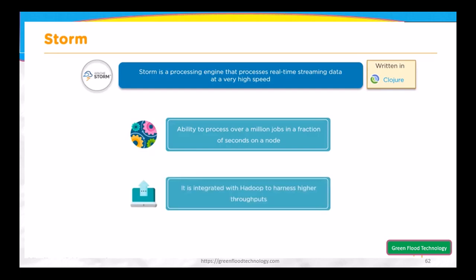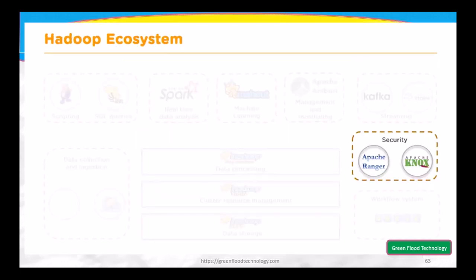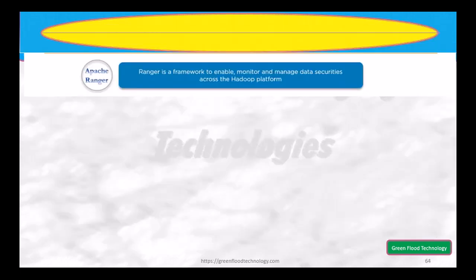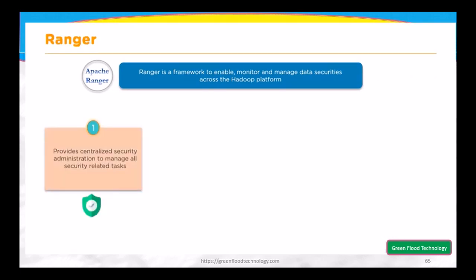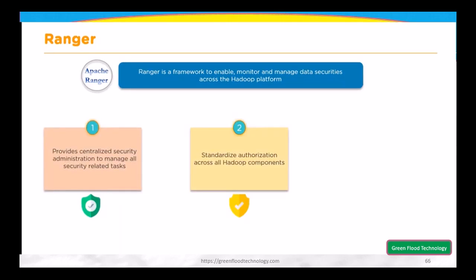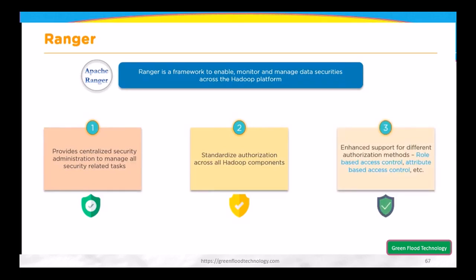The other one is the Hadoop ecosystem security. Here we have Apache Ranger and Knox. Apache Ranger is a framework to enable, monitor, and manage data security across the Hadoop platform that provides centralized security administration to manage all security-related tasks and also standardize authorization across all Hadoop components. It has enhanced support for different authorization methods, role-based access control, attribute-based access control, and so on.